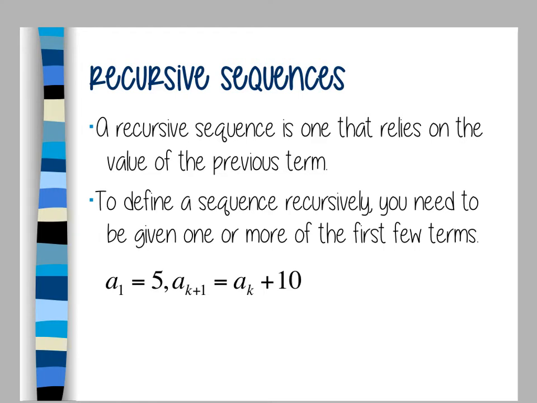So this is to define a sequence recursively. You need to be given one or more of the first few terms. So this is not a situation in which I can say, give me a sub 10 without giving you something before it. You have to get at least one of those terms before it. So if I did give you a sub 1 and I wanted to find the next one, then I'd be looking for a sub 2. This 2 is the k plus 1, which means 1 less than k plus 1 would be a sub 1 plus 10. So I'm basically using the one before it to plug it in.